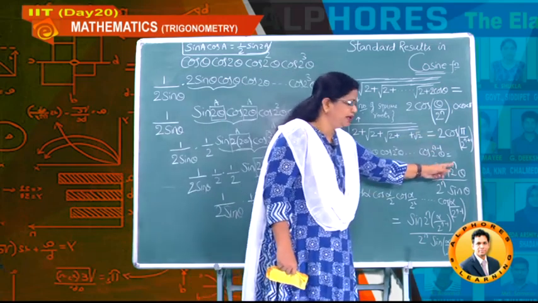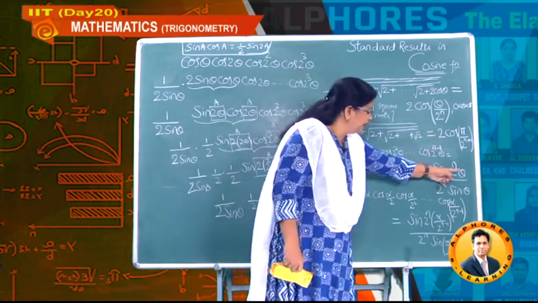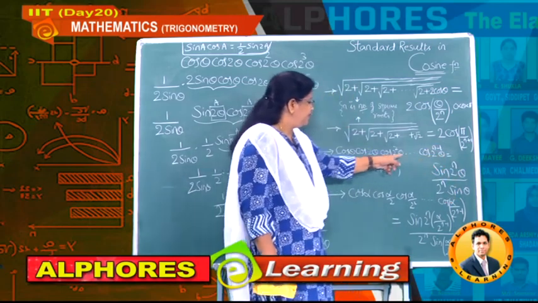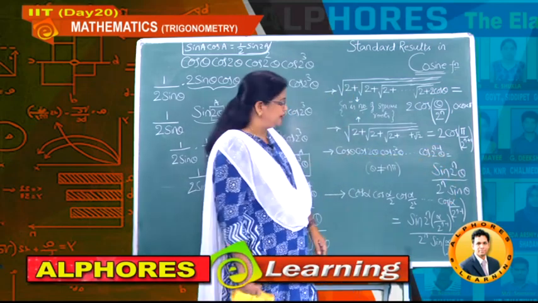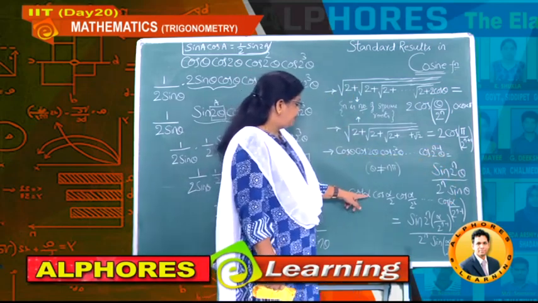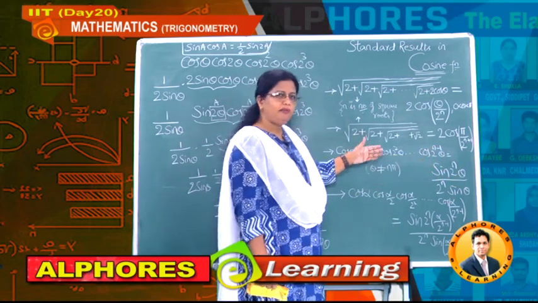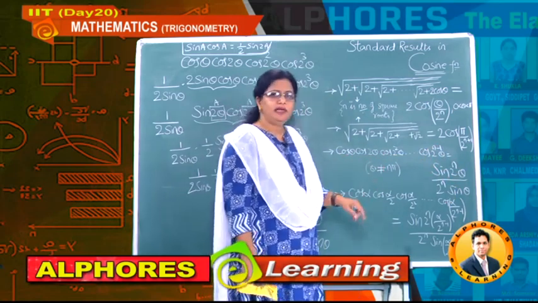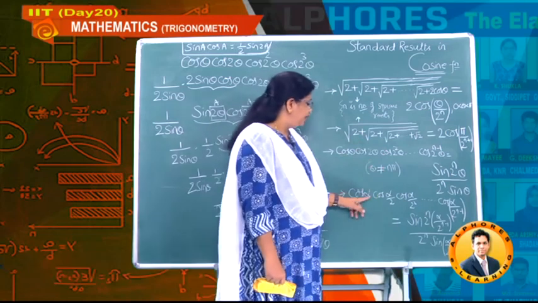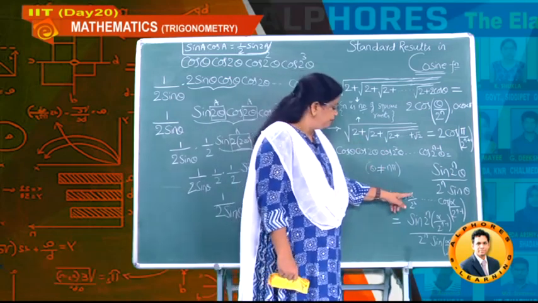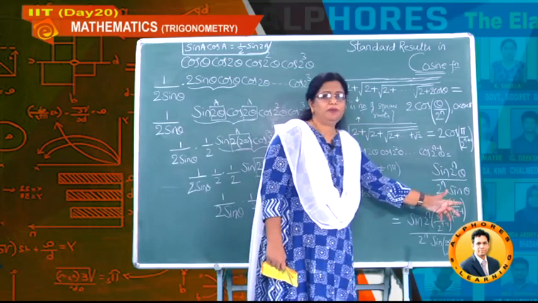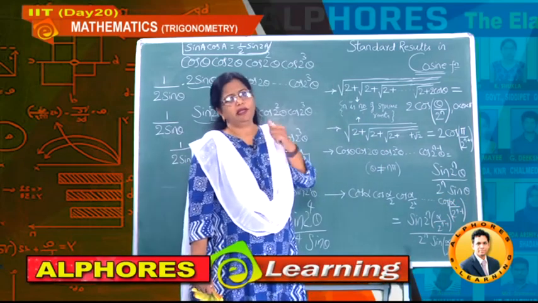Immediately you get 2 power n theta. Whatever theta you have taken here, it is the least among all values. Understand? Now this is a submultiple. Here these are multiples, whereas here these are submultiples: alpha by 2 square, etc., up to alpha by 2 to the power of n minus 1.